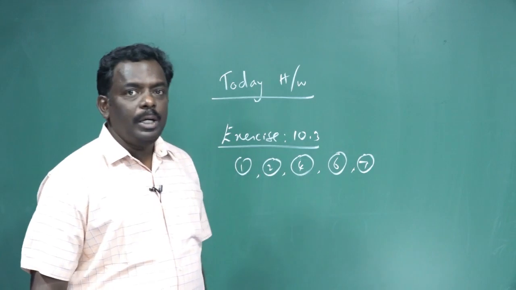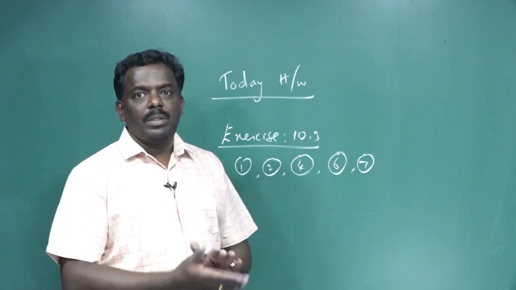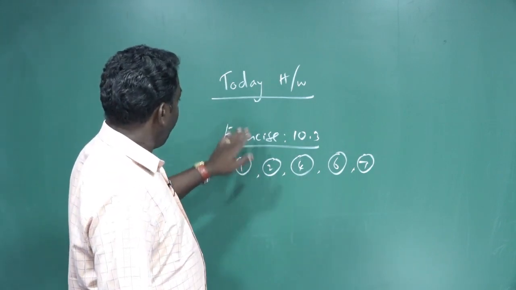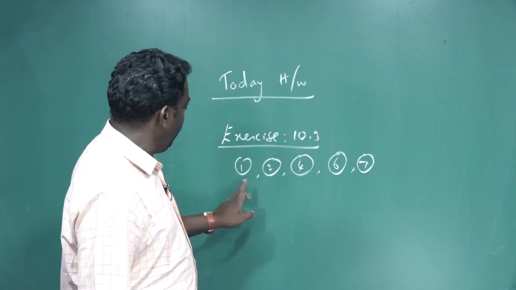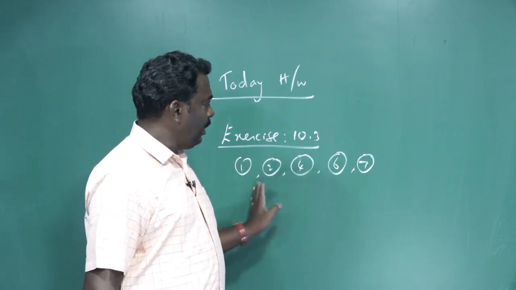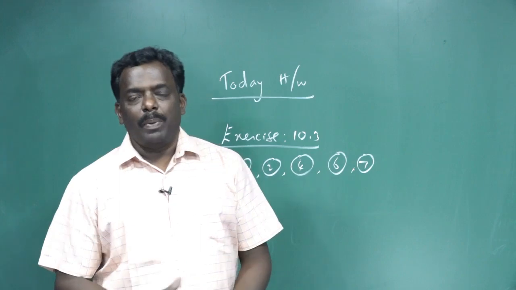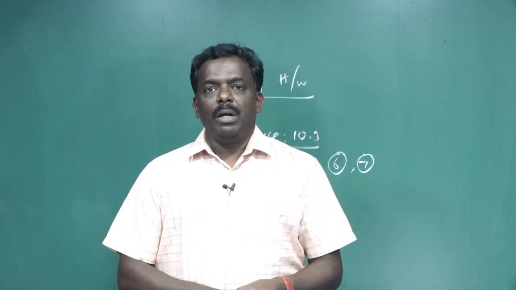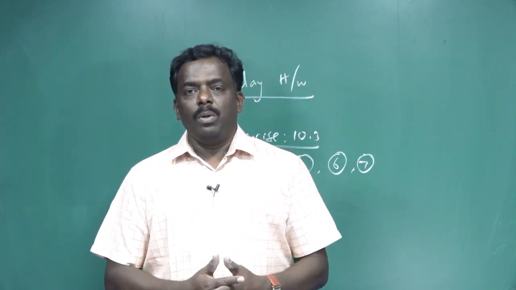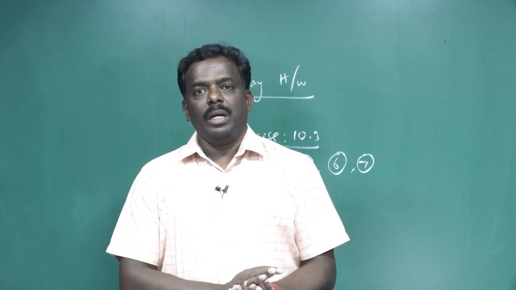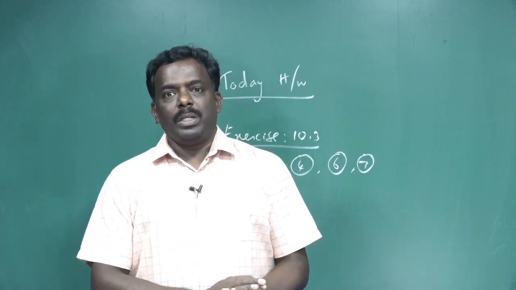Next, regarding today's class, just try some of the sums as homework. Today's exercise number 10.3: questions 1, 2, 4, 6, 7, you try as homework, applying the chain rule property, then you have to derive the questions. Any doubts, you can send these sums to my WhatsApp number, and I can explain once again.